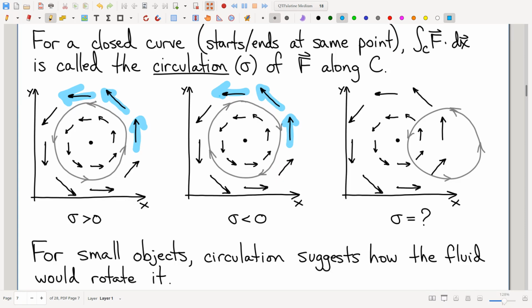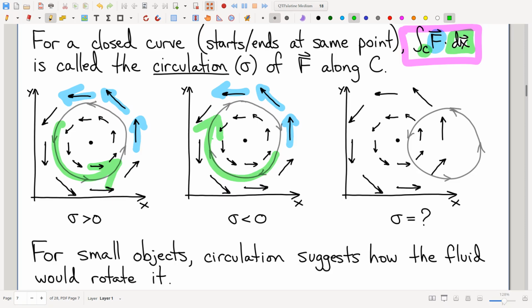Very importantly, circulation involves not just the vector field. Circulation also involves the curve. It involves which direction you are going along the curve, right? And the curve here is counterclockwise. The curve here, you'll notice, is clockwise.